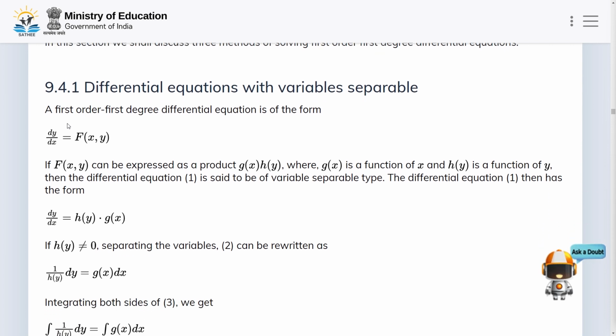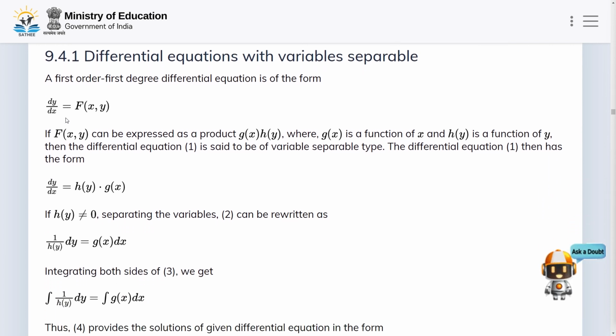That's it. So the first method is differential equations with variable separable. First order first degree differential equation means you will be having your equation in this form: y prime or dy over dx is equal to some expression F(x, y). This says that this is your expression in terms of x as well as in terms of y. Okay, clear?